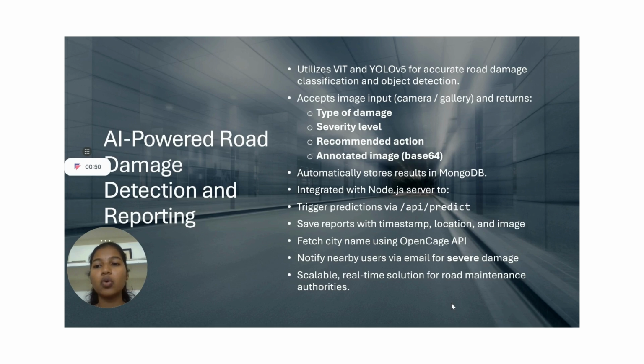Integrated with a Node.js server on the backend, it triggers prediction, saves reports with metadata, fetches city names via the OpenCage API, and sends alerts to nearby users, making it a scalable real-time tool for road maintenance authorities.